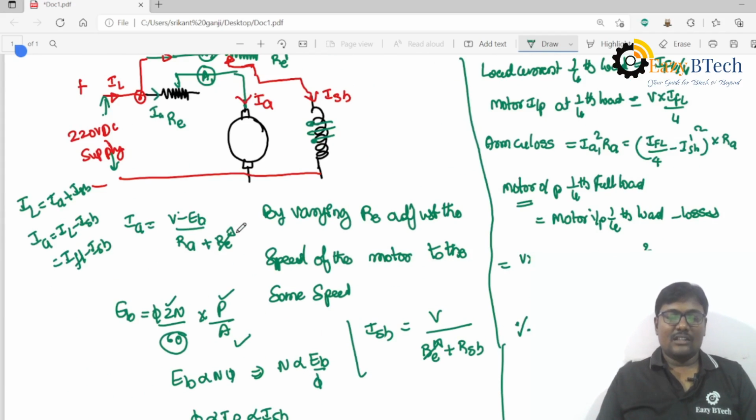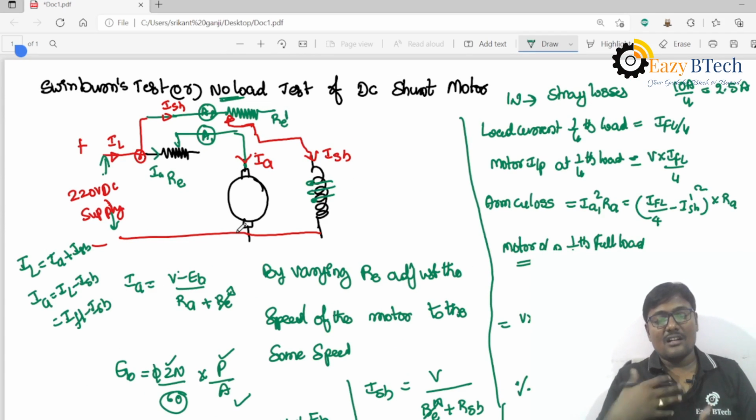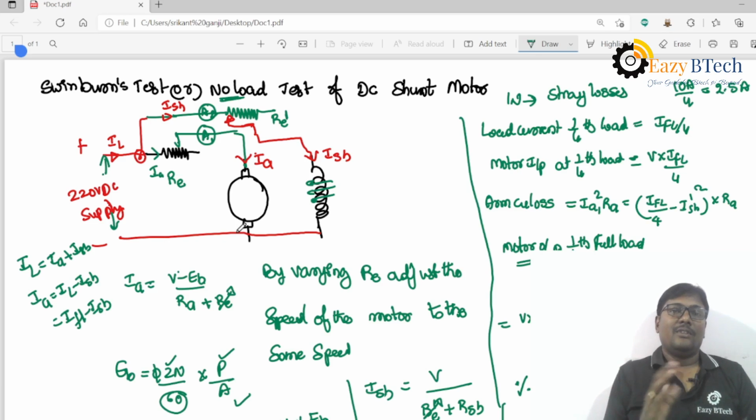So what are the advantages? We can know the constant losses, and the efficiency can be estimated. If we know the losses, the efficiency is equal to output power by input power into 100, where output power can be written as input power minus losses. Because the machine is not loaded, you can assume the input from the machine rating given on the nameplate details of the DC shunt motor. If it is 20 amperes, you can assume 20/4, that means 5 amperes at 1/4 load, and similarly half load, 3/4 load and full load, and then you should calculate the losses.